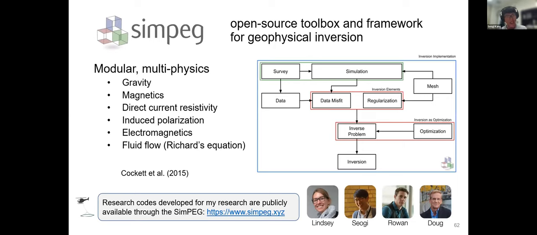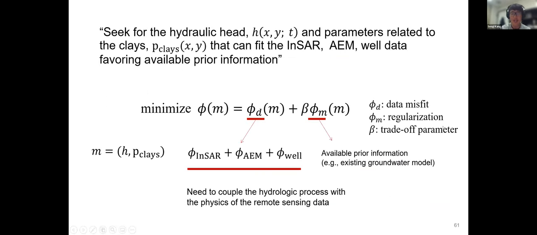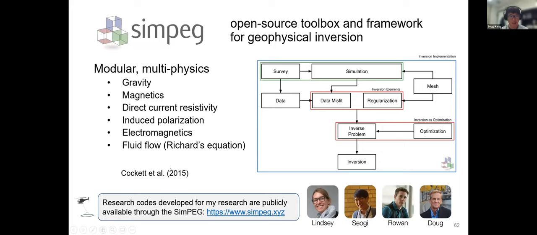And how I want to realize this idea is by using the open source toolbox and framework SimPEG, which provides a modular toolbox that can build up this inverse framework. Currently, SimPEG can handle multiple physics like gravity, magnetics, DC resistivity, and electromagnetics. It really provides a framework and toolbox for thinking about solving this large and challenging problem. Most of the research code developed from my research is publicly available through the SimPEG software. I was a co-creator of this software package with Lindsey, Rowan, and Doug. Lindsey, Rowan, and Doug gave an EMinar talk previously.